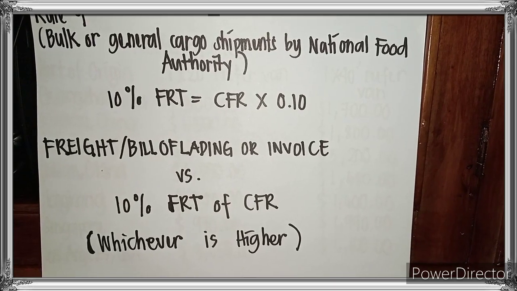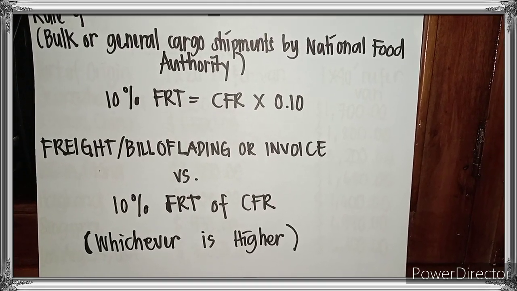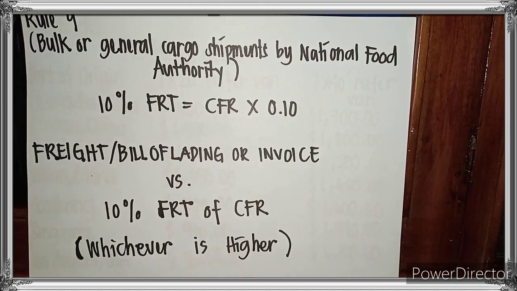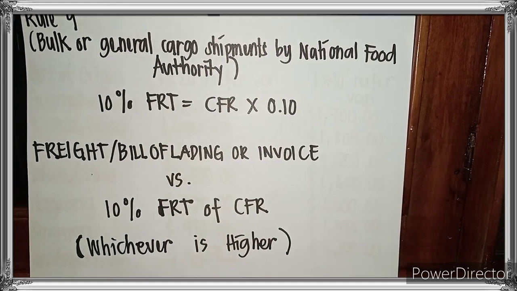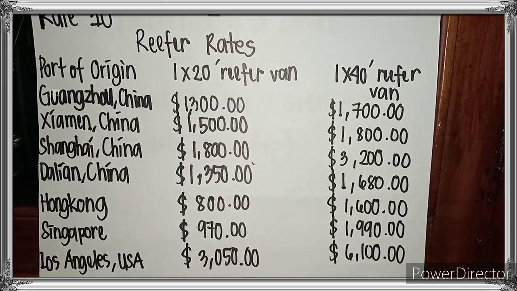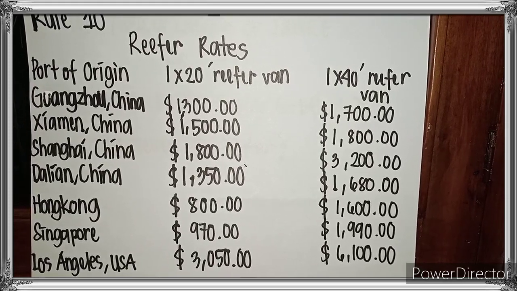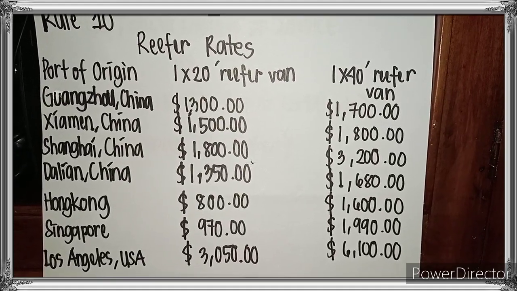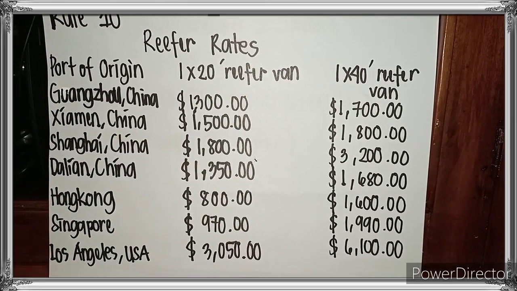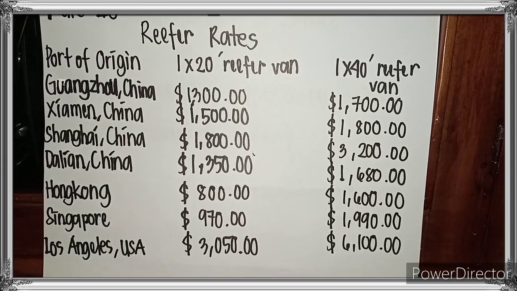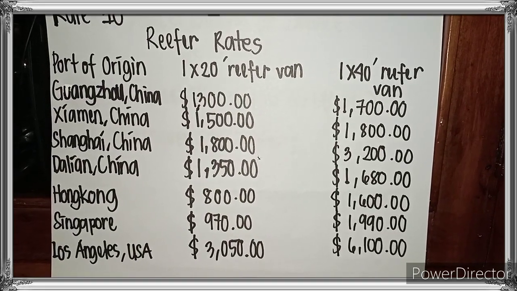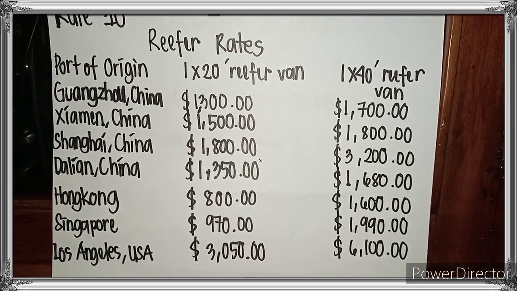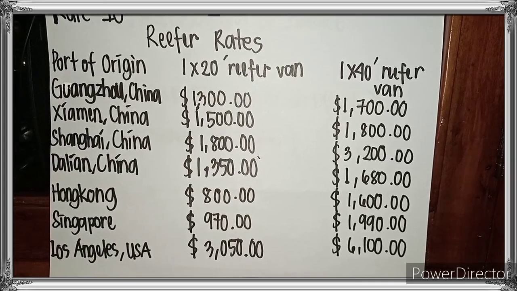So the freight in the bill of lading or invoice versus 10% of CFR, and then whichever is higher between the two. Now, we are down to the last rule of freight. Rule number 10. For refrigerated shipments, the dutiable freight shall be whichever is higher between the freight charges indicated in the bill of lading and the reefer rates, if there is no certification from the shipping lines.